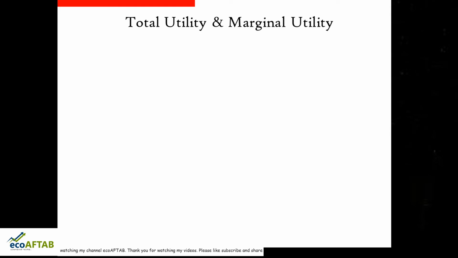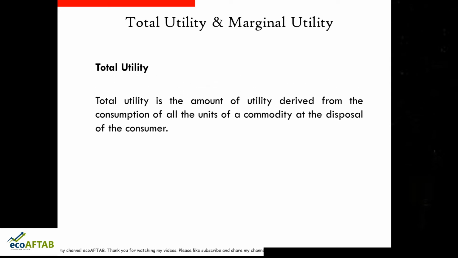Total utility and marginal utility. What is total utility and what is marginal utility? So total utility, friends, is the amount of utility derived from the consumption of all the units of a commodity at the disposal of the consumer. We are speaking about all the units.